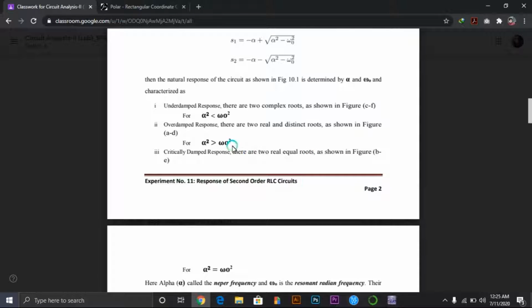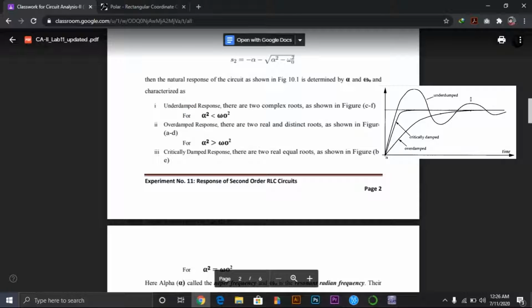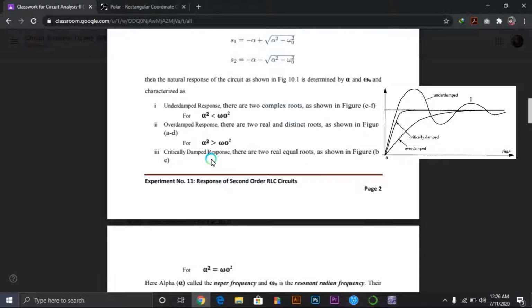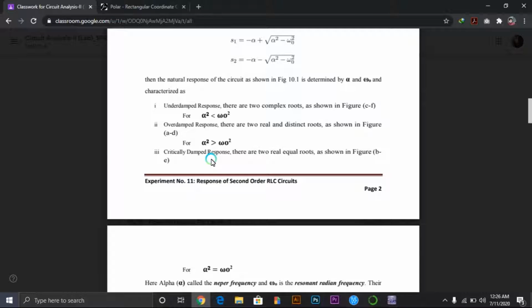For natural response, this is the given condition for underdamped response, overdamped response, and critical damped response. In underdamped response, the graph will gradually decrease in a regular manner. In overdamped response, the graph behaves like this in this picture. And similar case is for critical, but the graph moves faster than in overdamped response.